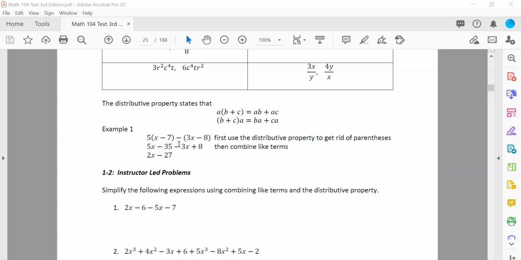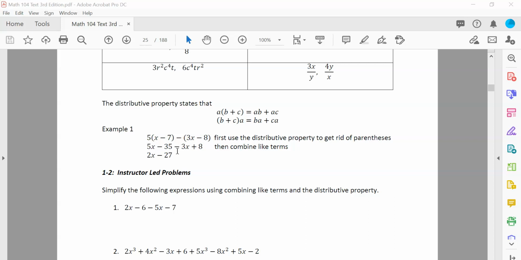Now, here's where it gets a little bit tricky, where people often make mistakes. This minus sign here is outside the parentheses. So I need to distribute this minus sign into the 3x and into the 8. When you take a minus times 3x, basically we think of this minus sign as an opposite. So this was a positive 3x.